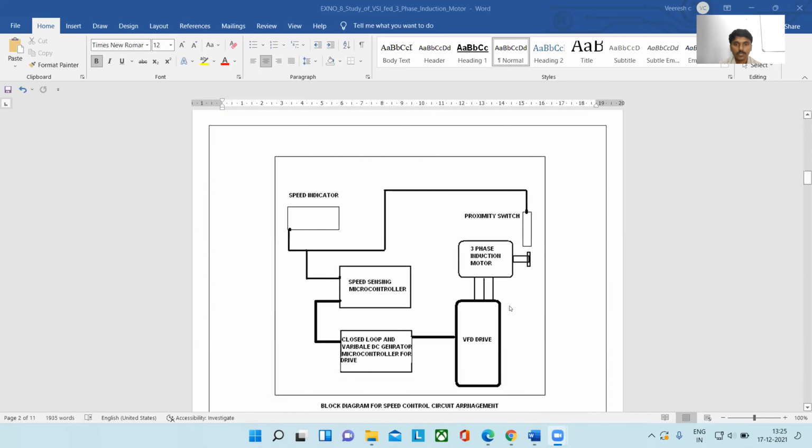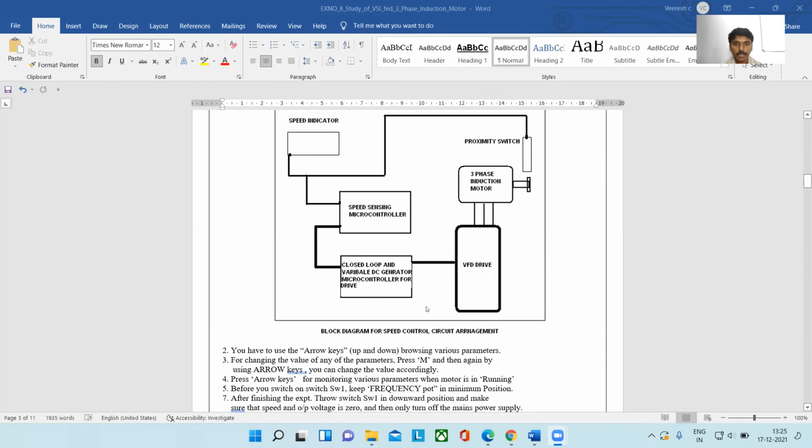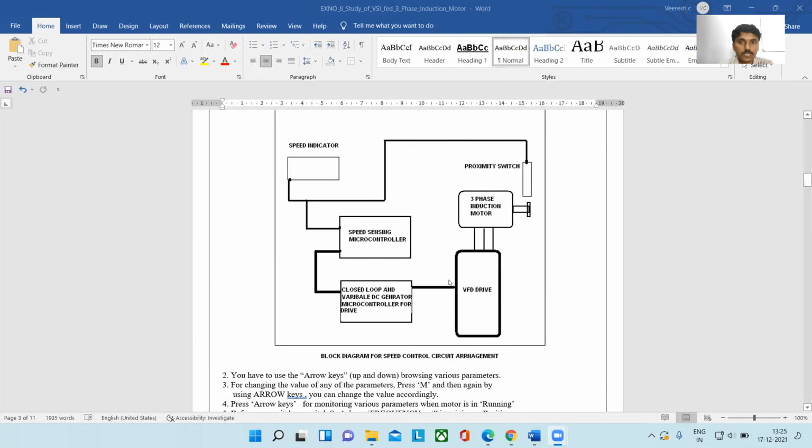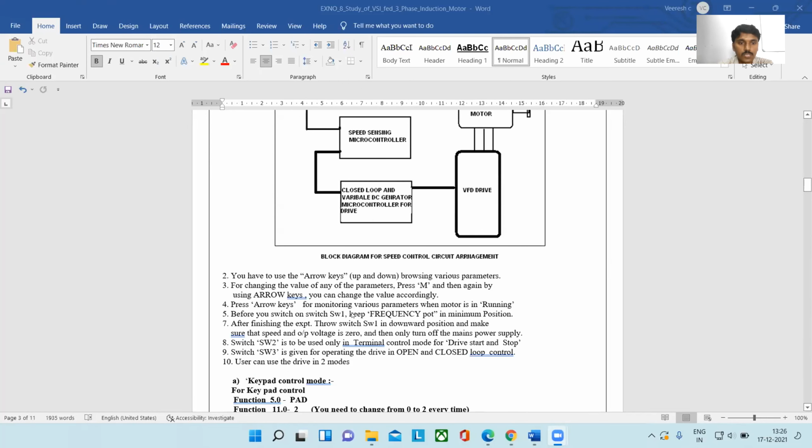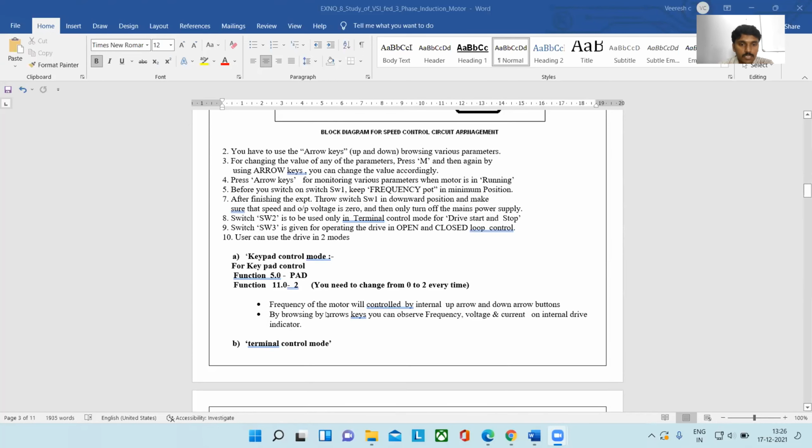Next. So here we are using the microcontroller based speed controlling technique. So this is the closed loop, microcontroller based speed control of three-phase induction motor using the V by F is equal to constant method. Here you can see, I will show you in the hardware practical, there are arrows provided up, down, left side and right side, for changing the parameters or for checking the frequency, voltage, and so on. So I will give the explanation.